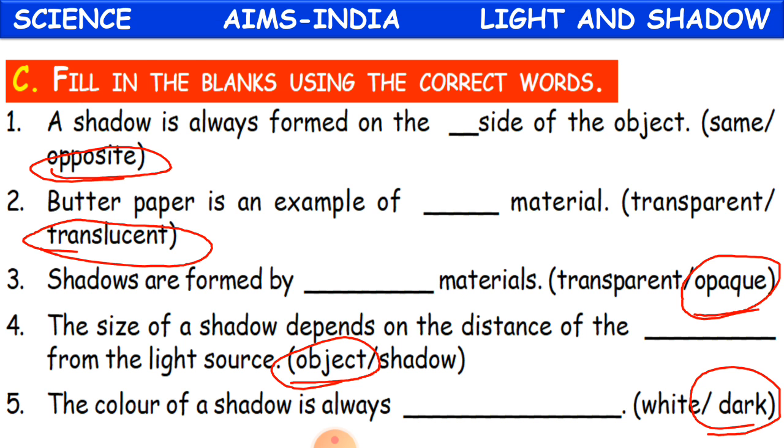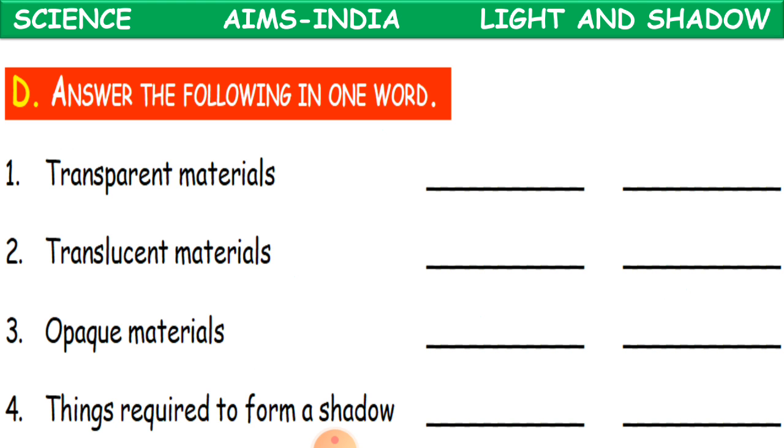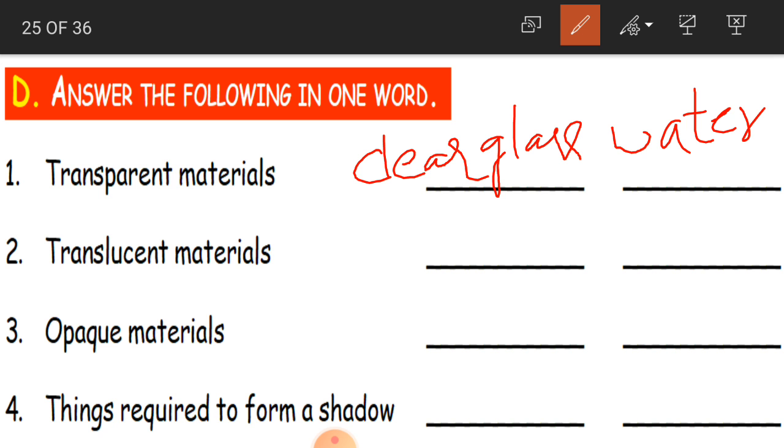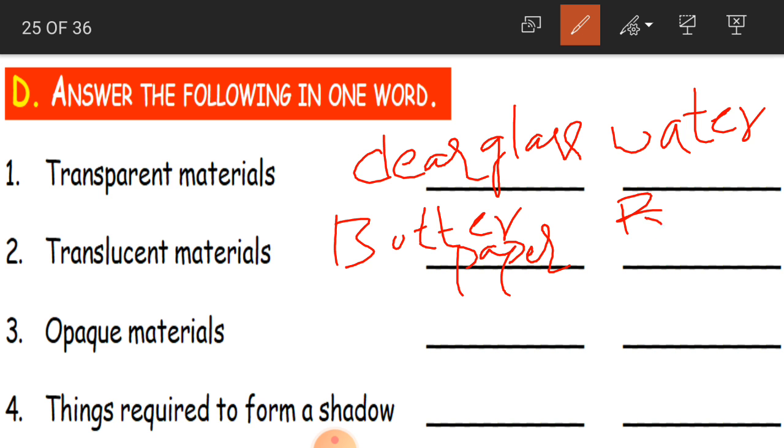Clear now? Okay. So we'll go to another exercise. Answer the following in one word. You have to give examples for this. Transparent materials. So what are transparent materials? We'll take clear glass and water. Translucent materials. So you can say butter paper and frost glass.